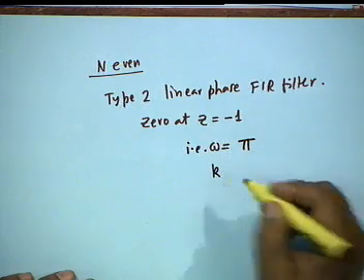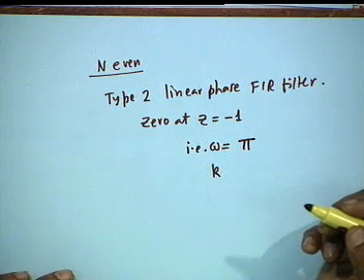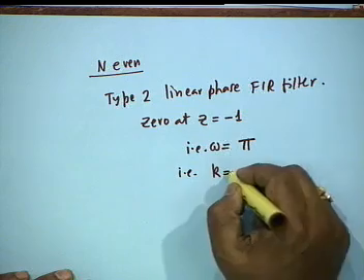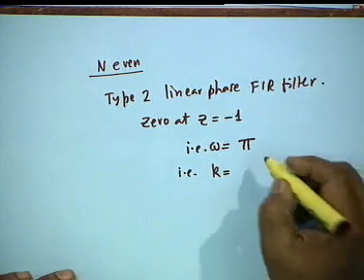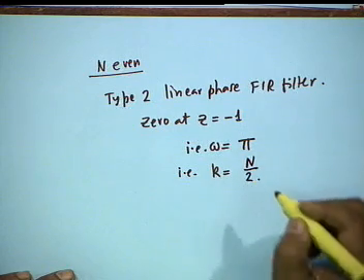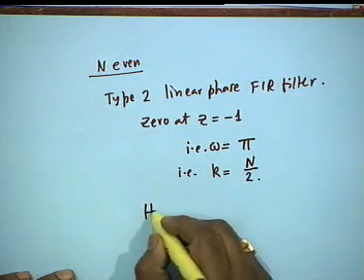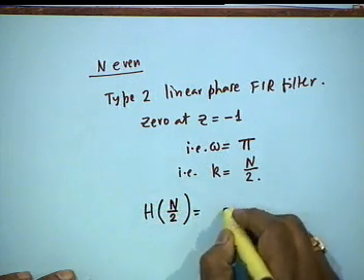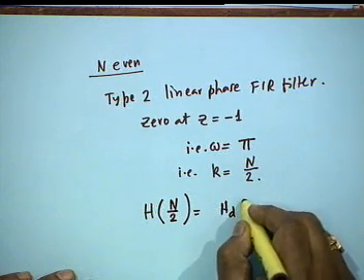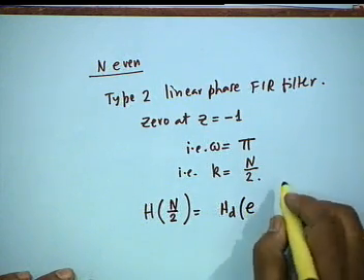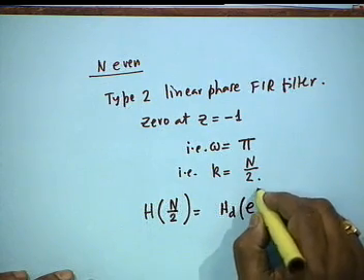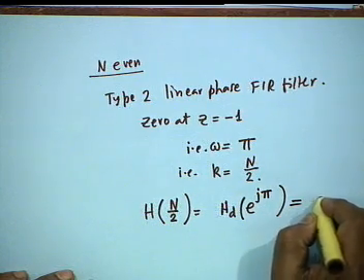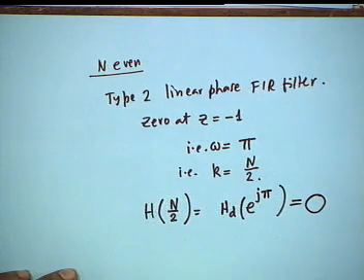What does this correspond to? K. What does this correspond to? That is k equal to N by 2. Right? Therefore, capital H of N by 2, which is equal to H d of e to the power j pi, must be equal to 0. Is the point clear?